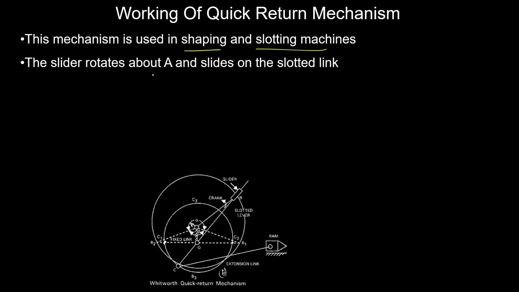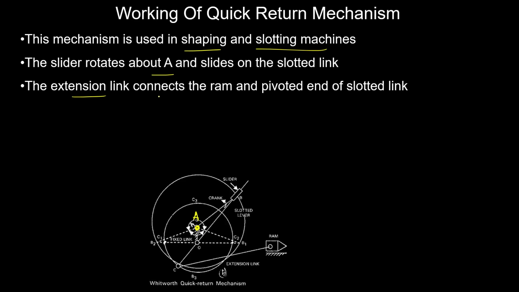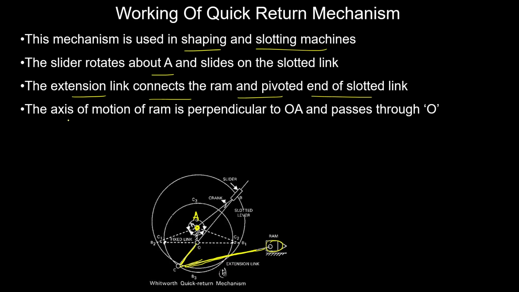And here the point A is the fixed point about which the slider moves. The extension connects the ram and the pivot end of the slotted bar. So this is the extension of the slotted bar to which another link has been attached, and to that link the cutting tool or the ram is attached. The axis of motion of the ram is perpendicular to OA as it passes through point O. This will be the axis of motion of the ram and it is perpendicular to OA, that is the fixed link.